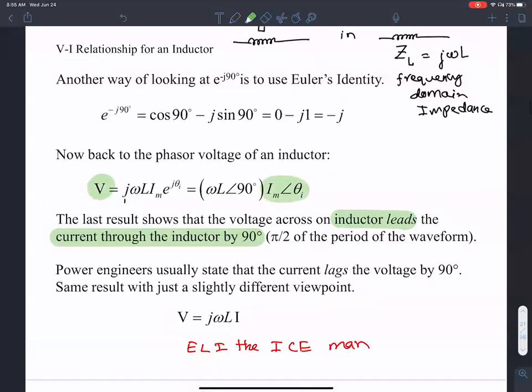So if you think about it, the current is this one. That's the one shown in green, right?